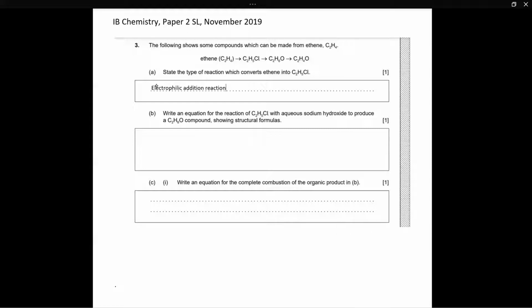Now, remember, you don't have to know any of this. You just need to know the type of reaction. You need to know what an electrophile is. You need to know what an electrophilic addition reaction is, but you don't need to know the process. You don't need to know how it attaches, or about the breaking of the double bond. You don't need to know any of that. That's not in the SL syllabus.